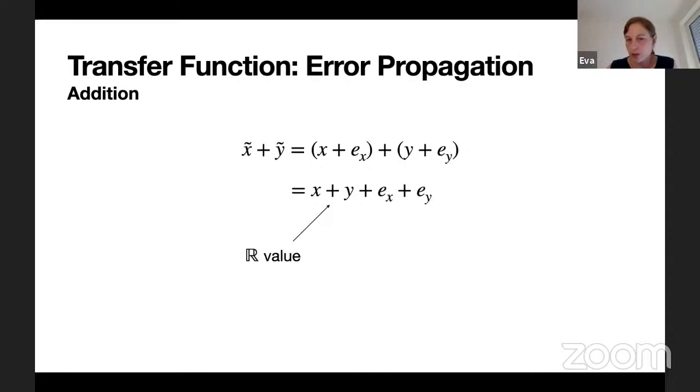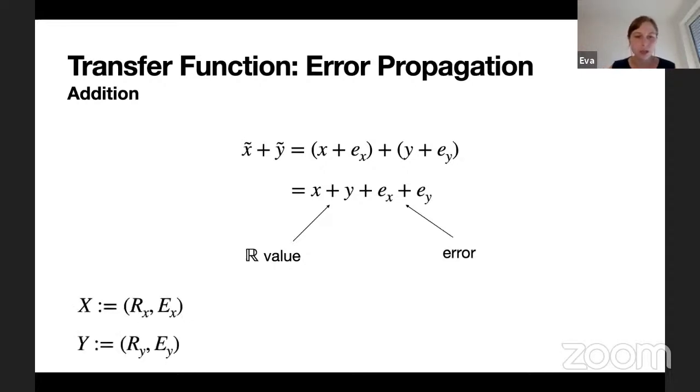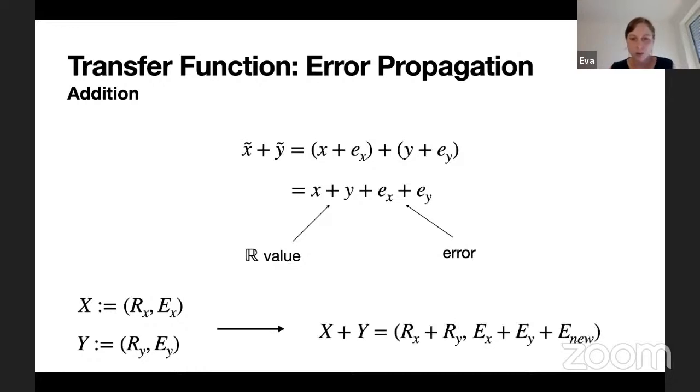That's just the real value, the ideal value we would have gotten if we had infinite precision. And the second part, that's the error. So we essentially just need to add up the errors for addition. That's the short version. If we want to write this a little more formally, the transfer function for the abstract domain will add up the ranges using interval arithmetic, add up the errors as we have just derived, and add the new round of error using the formula from the previous slide.